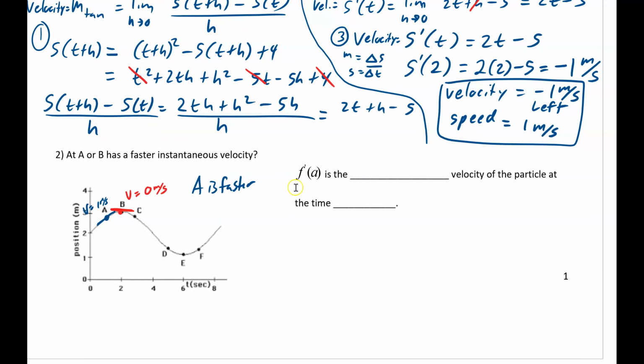So putting all this together, that just means that when you see f prime of A, we're saying that f prime of A is the instantaneous velocity of the particle at time A. It's literally like a little radar detector hitting that object. So at that moment, that's your velocity.